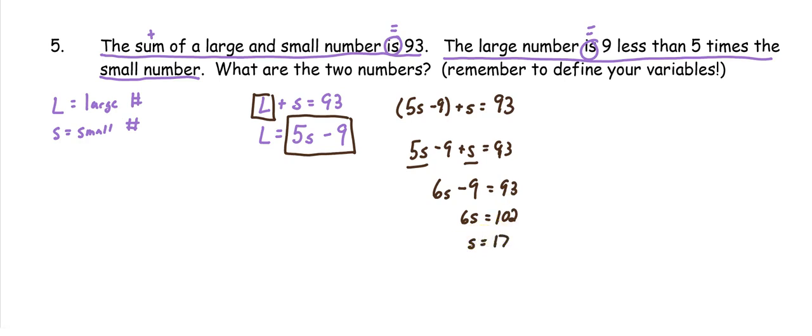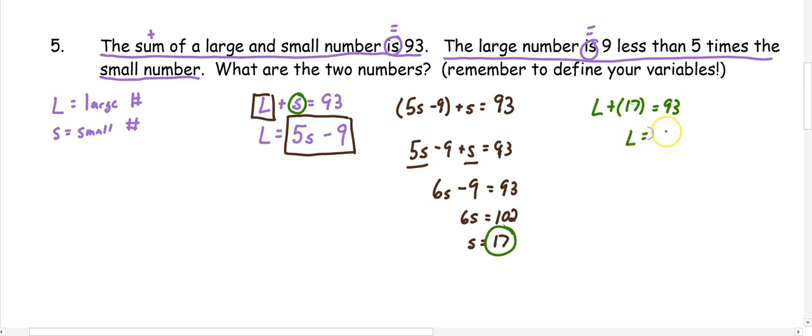Now that we know s is 17, we can go back and get L. So I'm going to substitute s into the first equation. So L plus 17 equals 93. So when I subtract 17 from both sides, I get that L is 76. So our ordered pair, remember, goes in alphabetical order if they're not x and y's. So L is 76, S is 17.